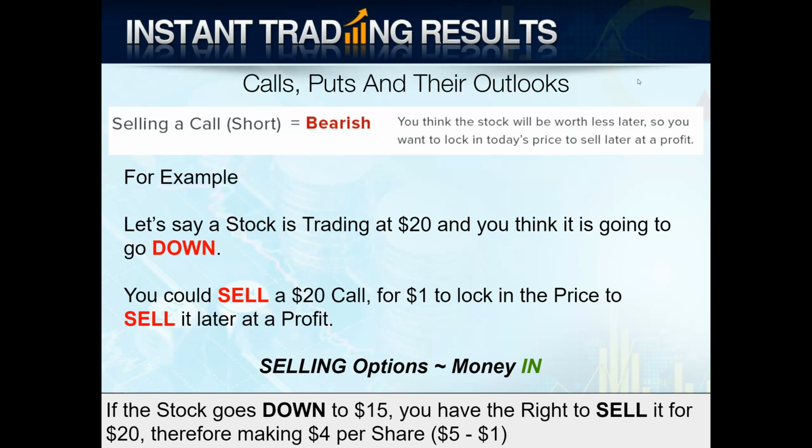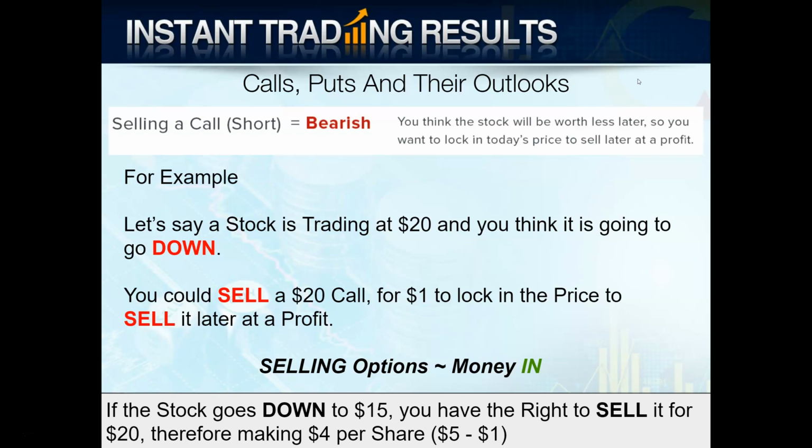So we can buy calls or we can sell calls. For example, let's say a stock is trading at $20 and you think it's going to go down. You could sell a $20 call for $1 to lock in the price to sell it later at a profit. Selling options, money in. You got that? When you sell options or write them, as I mentioned earlier, that's another name for them, writing options. If you write an option, money comes into your account.